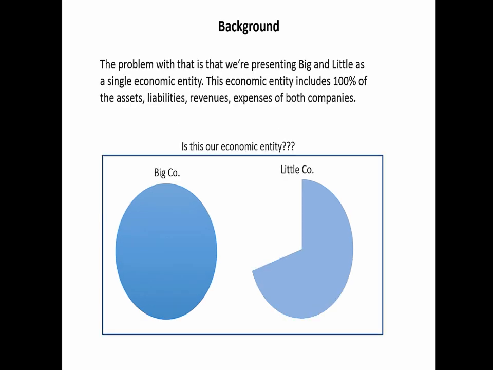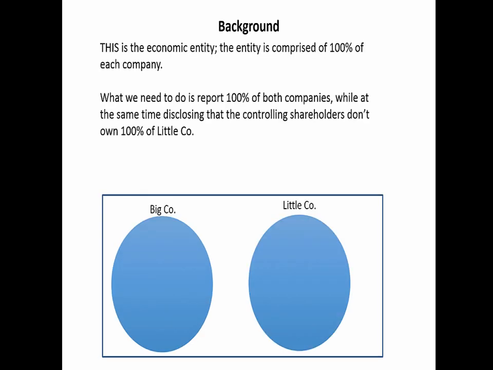The problem with that is that we're presenting Big and Little as a single economic entity. The economic entity includes 100% of the assets, liabilities, revenues, and expenses of both companies. This is the economic entity. The entity is comprised of 100% of each company. What we need to do is to report 100% of both companies, while at the same time disclosing that the controlling shareholders don't own all of little company.